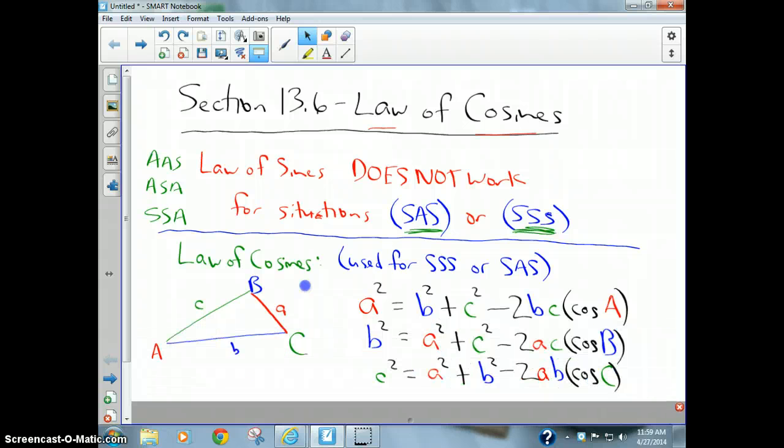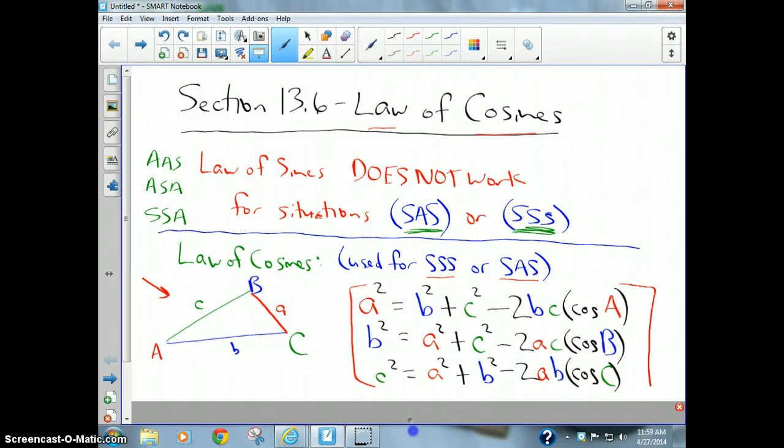The law of cosines is used for SSS or SAS situations. So here's our triangle. I color-coded it for you if you'd like to color-code it. It matches up to the law of cosines, which I'm putting the red bracket around. The law of cosines basically says this, if I read the first line. If I want to find out how long side A is, A squared is equal to B squared plus C squared, but then you minus off 2 times B times C times the cosine of angle A.